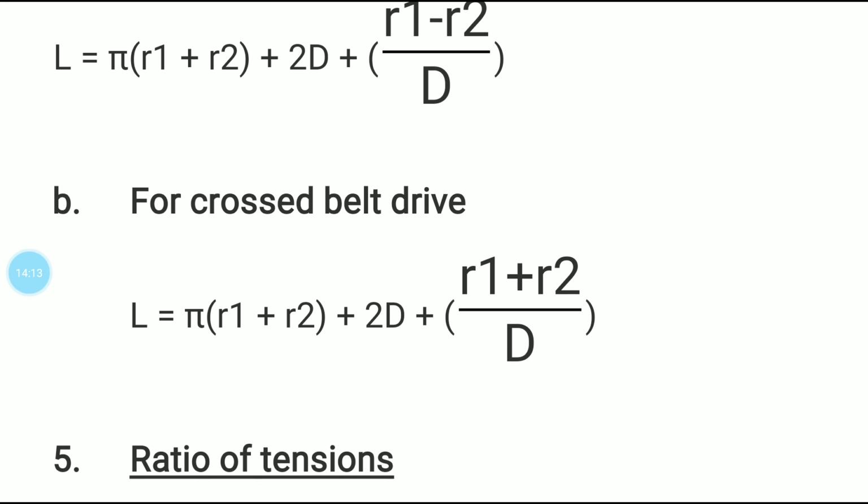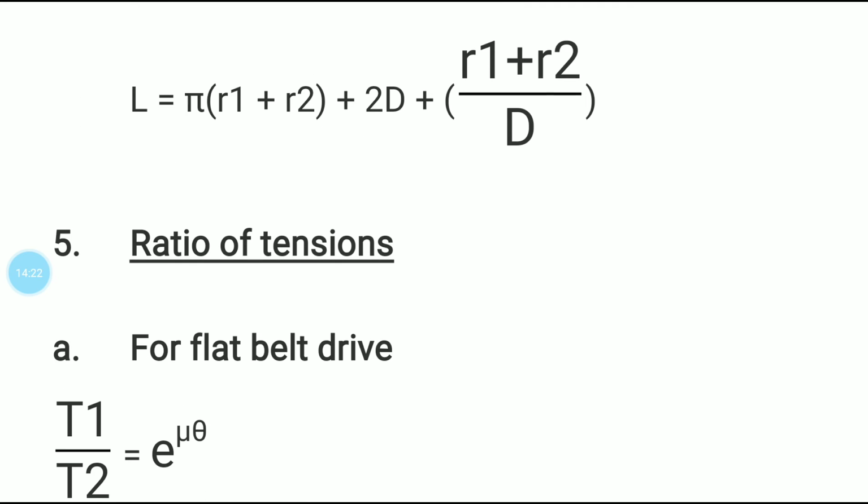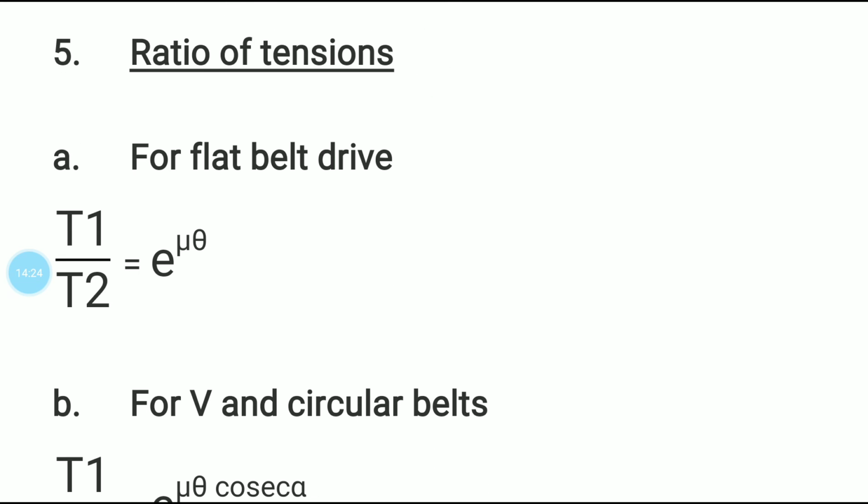For crossed belt drive, L is equal to pi into (R1 plus R2) plus 2D plus (R1 plus R2) squared divided by D. Fifth one, ratio of tensions. For flat belt drive, if it is flat belt drive, that word is important. That way only I gave a topic and then I gave a formula, because the topic word will be there.